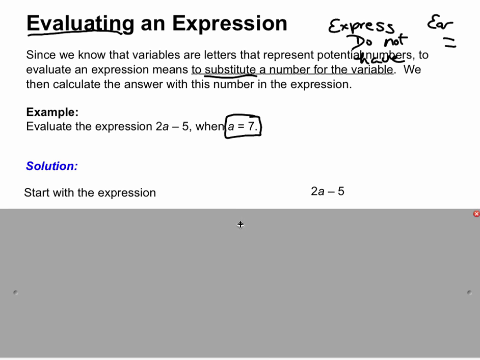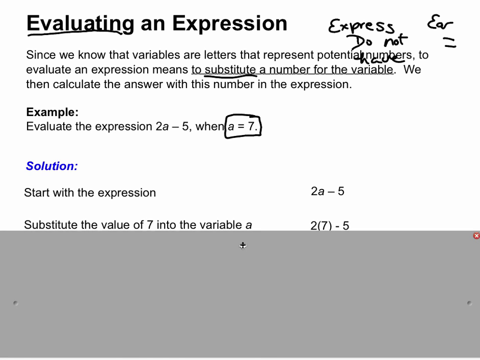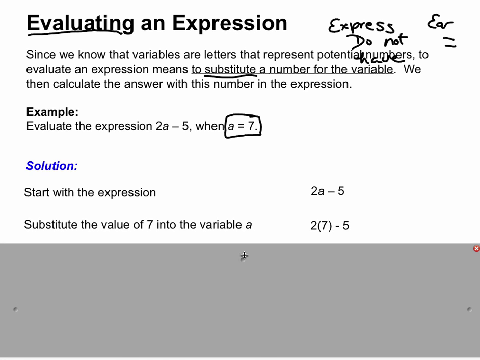I'm going to give you notes, so I want you to write everything down in your workbook. I'm going to teach you with an example. The example says evaluate the expression 2a minus 5 when a is equal to 7. We always start with the expression. Write everything down. Then we're going to substitute the value of 7 into the variable a.